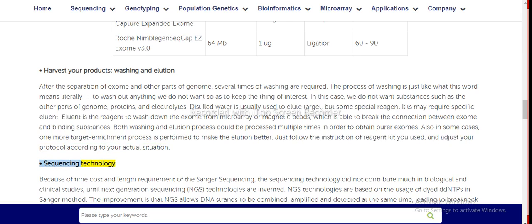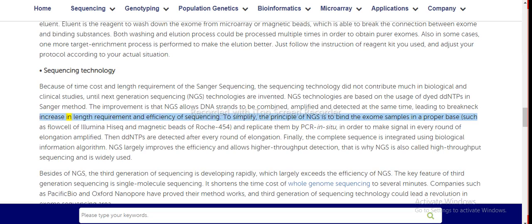Sequencing technology. Because of the time cost and length requirement of Sanger sequencing, sequencing technology did not contribute much in biological and clinical studies until next-generation sequencing (NGS) technologies were invented. NGS technologies are based on the usage of dyed ddNTPs in the Sanger method. The improvement is that NGS allows DNA strands to be combined, amplified and detected at the same time, leading to a breakneck increase in length and efficiency of sequencing.